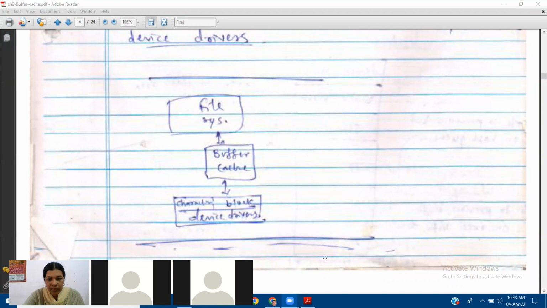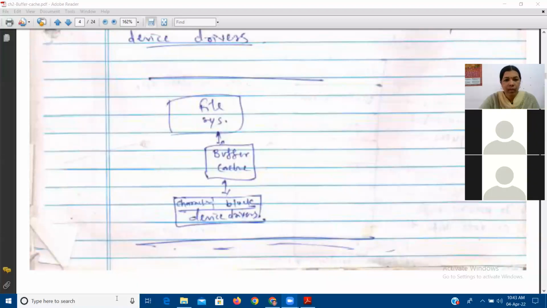So just a minute. We'll take this pen. Here I have shown the file system, and this is the buffer cache, and this is about block type of devices. Now we are not talking about the character type of devices. Character type of devices interact directly with the file system, but block type of devices are nothing but our hard disk itself, or any drive from that hard disk, or any file from that hard disk.